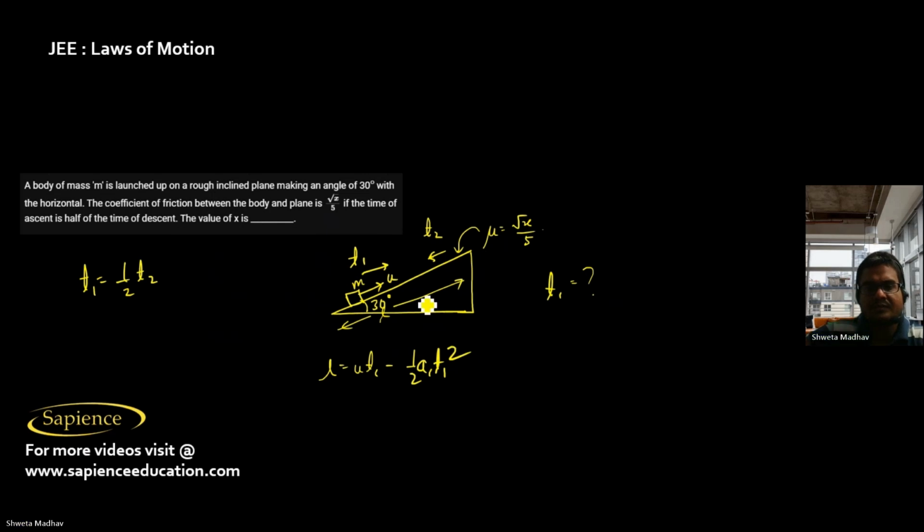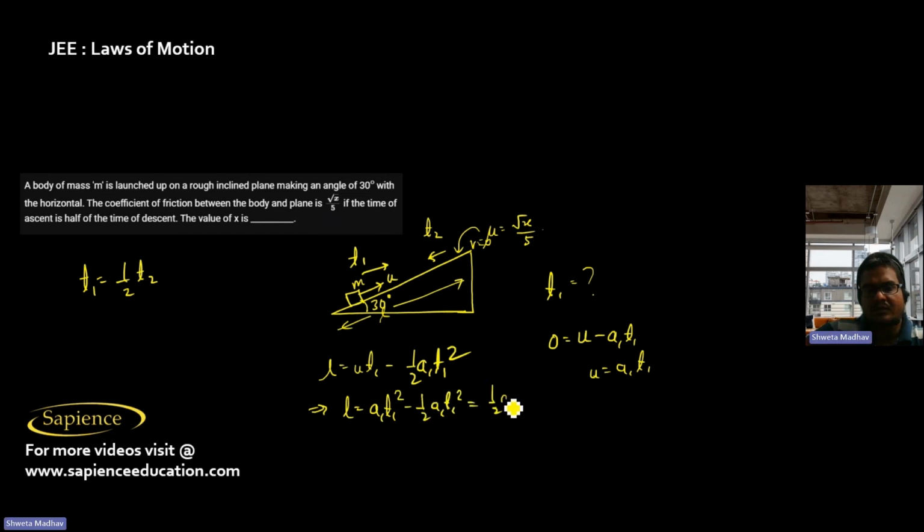And the final velocity is 0 only, so I can say 0 equals u minus a1 into t1. So u equals a1 into t1. So we can write L as a1 into t1 square minus half a1 into t1 square. So that is equal to half a1 into t1 square.